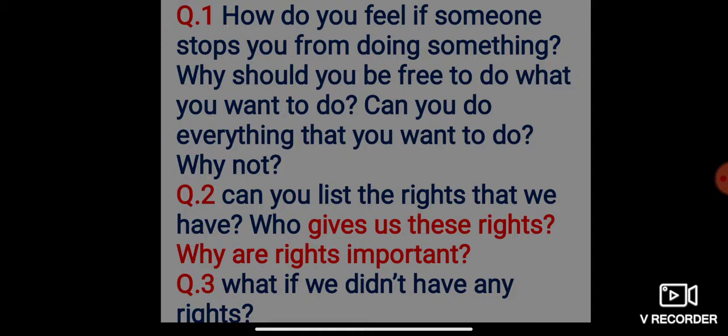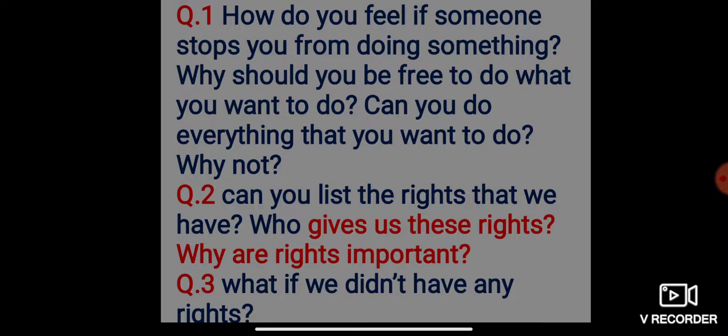Students, the last question, question number 3: what if we didn't have any rights? Imagine what will happen if we don't have any of the mentioned fundamental rights. You might say different things.